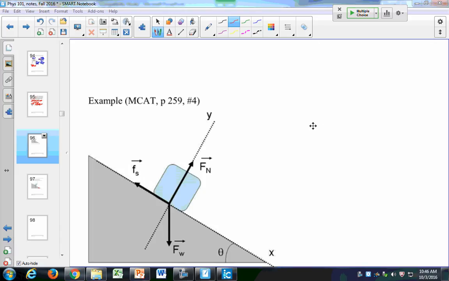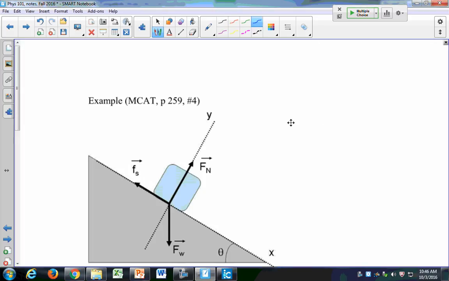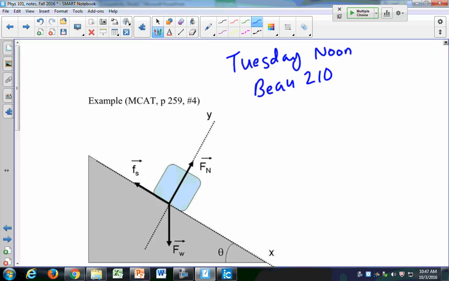So today I want to wrap up. Oh, I'm sorry. We will have a help session. I'll send you an email out. It'll be Tuesday at noon, and it'll be in Beauregard 210. That's one of these rooms upstairs. I'm not sure if it's this one or that one. But Beauregard 210. Okay? Tomorrow at noon.